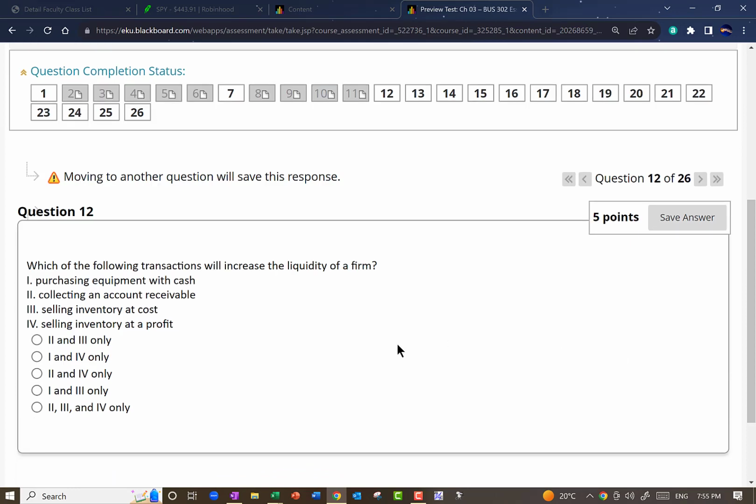All right. The questions that you hate. Which of the following transactions will increase the liquidity of the firm? Purchasing equipment with cash. Will that increase it or not? No, because equipment is a fixed asset, so it's not liquid. Cash is liquid, so you're decreasing it. Collecting an accounts receivable.